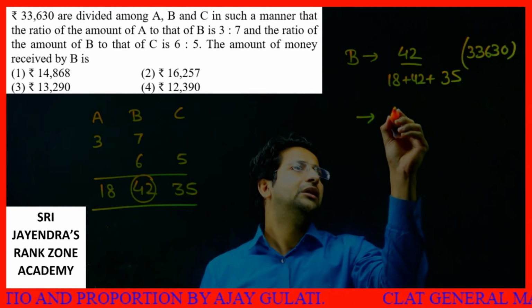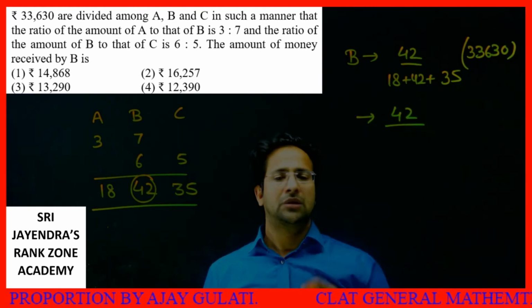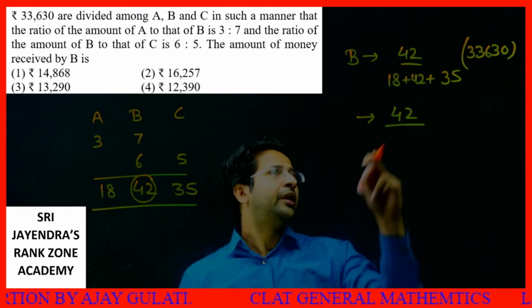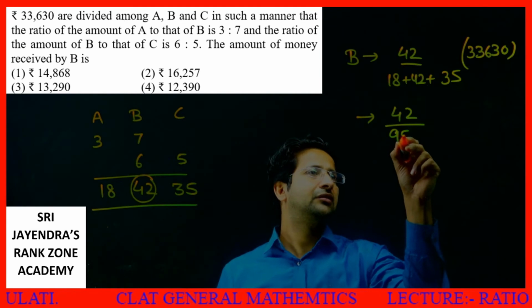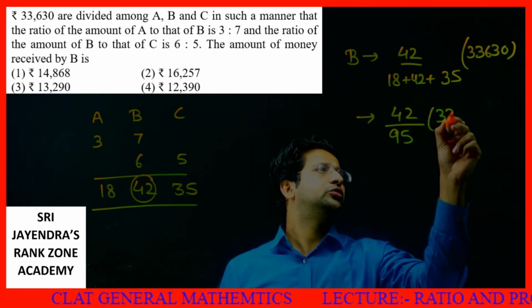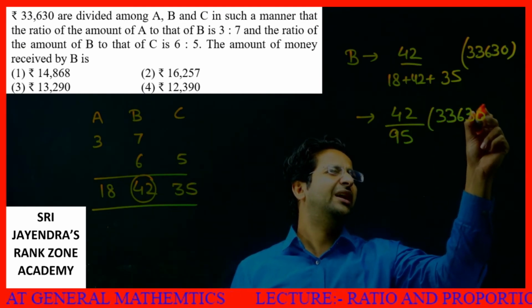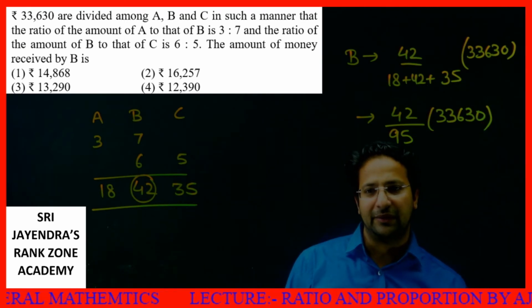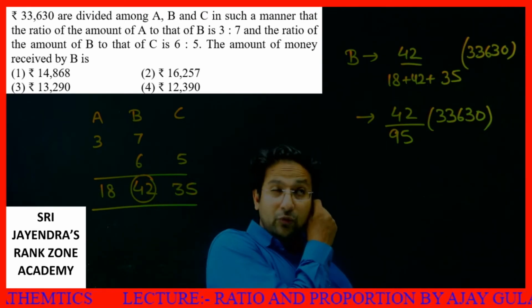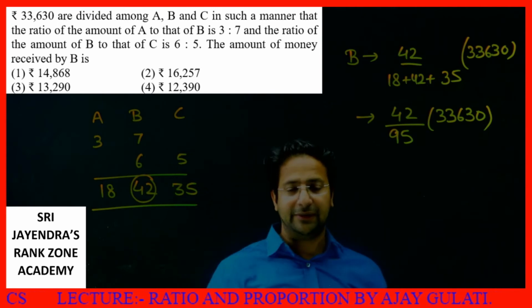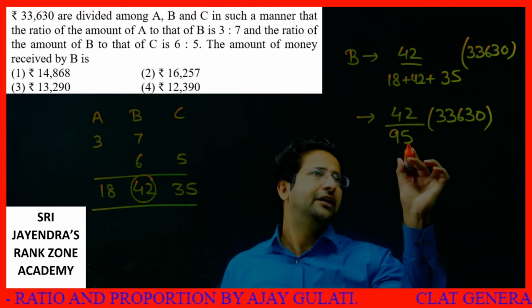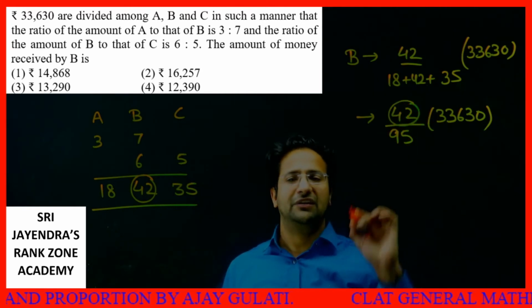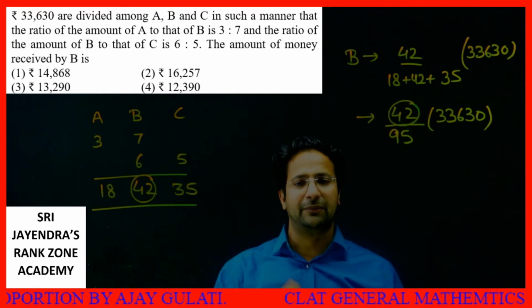Look, this is 42 upon 18 plus 42, 60. 60 plus 35, 95, into 33630. Do we have to multiply this? Yes, we need to multiply this. But students, I can tell you one very easy method. What is the easy method? It must be getting cancelled for sure. We will cancel it. This 42 is a multiple of 7. Just check out among the options which are the multiple of 7.